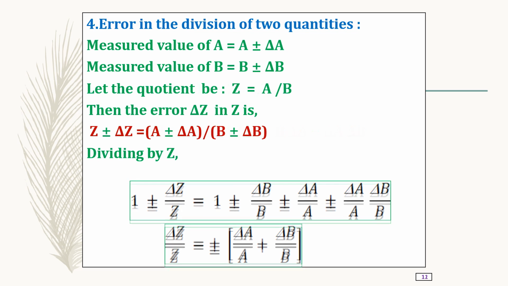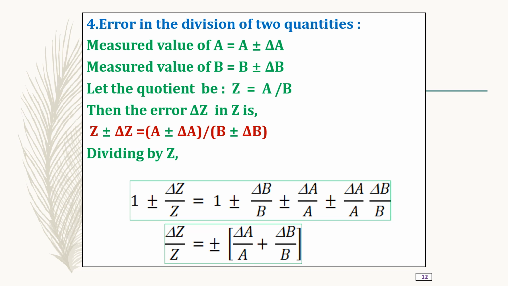Errors in the division of two quantities. Let delta A and delta B be the absolute errors in the two quantities A and B. Consider the quotient Z is equal to A by B. Then the error delta Z in Z is: Z plus or minus delta Z is equal to A plus or minus delta A divided by B plus or minus delta B. So now you take A outside, so you'll get 1 plus or minus delta A by A. In the denominator, B, when we take it out, 1 plus or minus delta B by B.